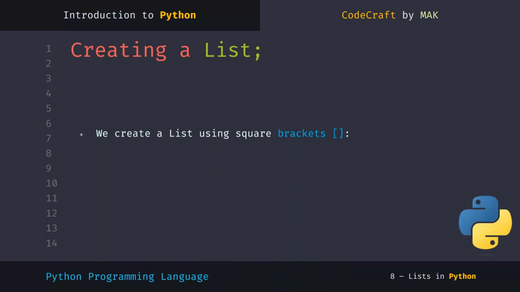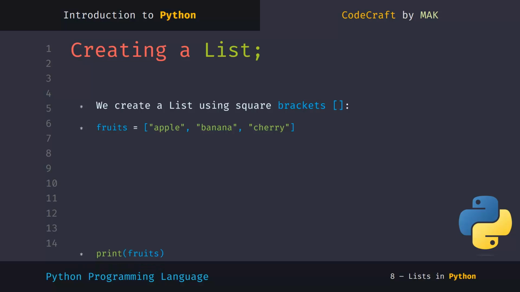We create a list using square brackets. For example, fruits = ["apple", "banana", "cherry"]. print(fruits). This will print the list, that is apple, banana and cherry.